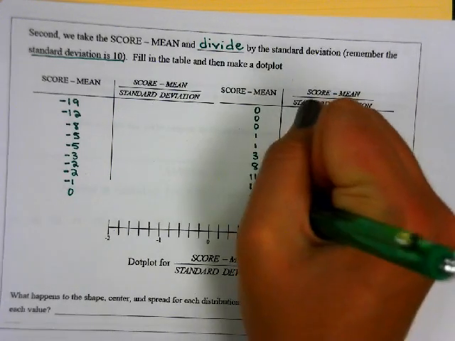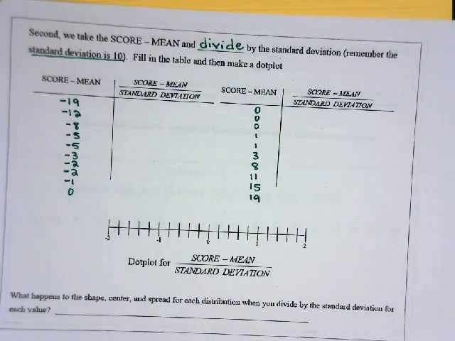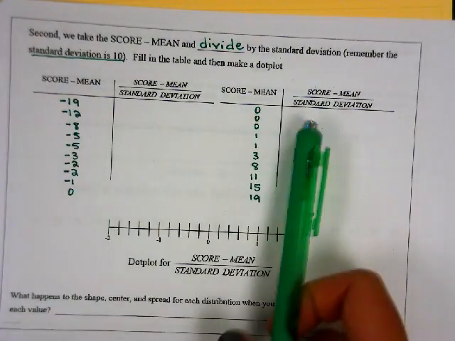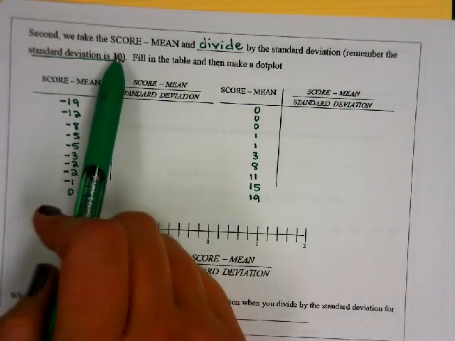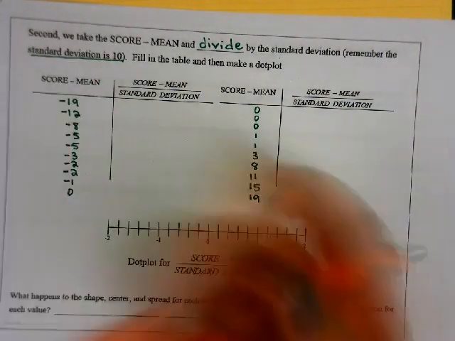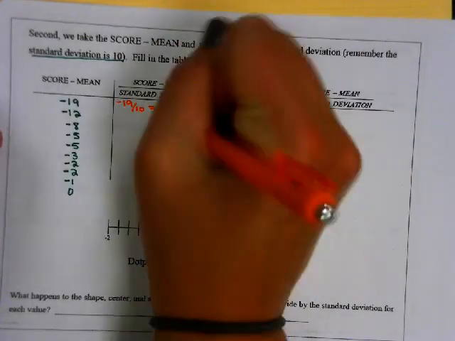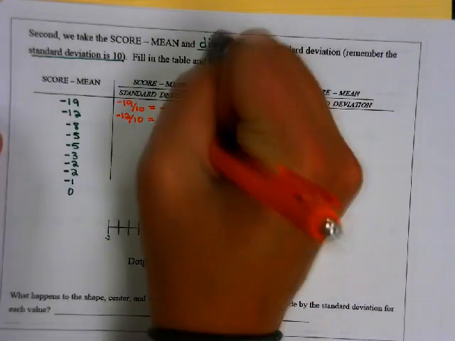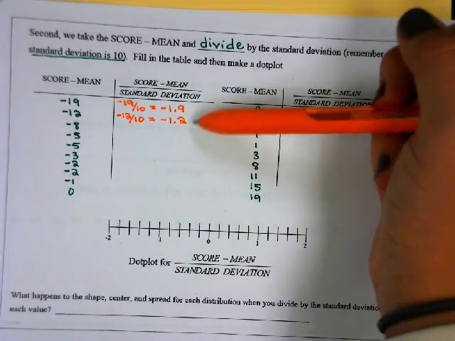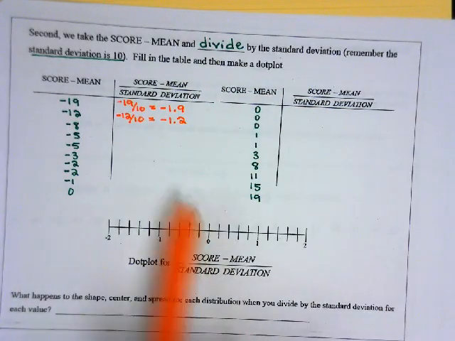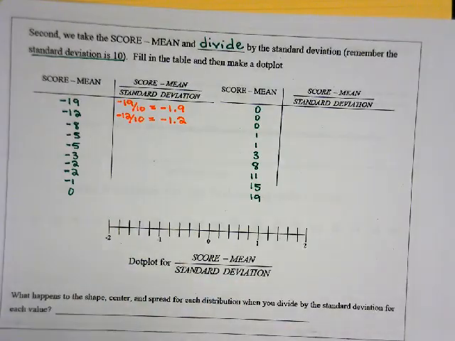So you're going to take those numbers, the score minus mean, divide by the standard deviation. We're using 10, so we have pretty numbers. So negative 19 divided by 10 would give you negative 1.9. Negative 12 divided by 10 would give you negative 1.2. You guys are going to go through, find your score minus your mean divided by the standard deviation, and make your new dot plot of our z-scores, because at this point we have all our z-scores.